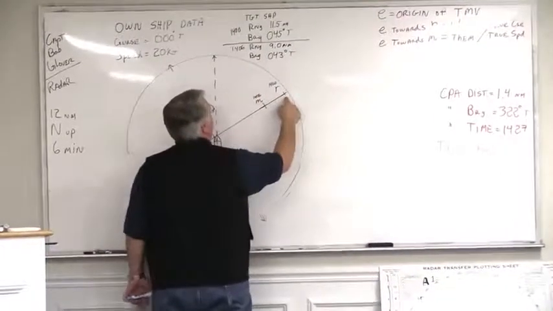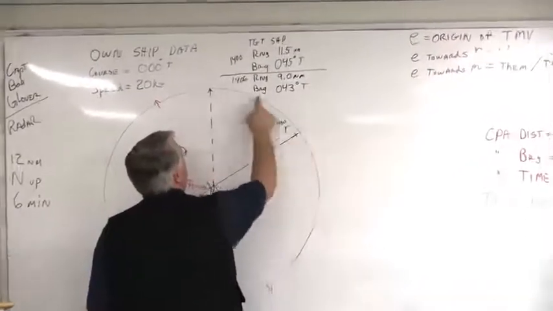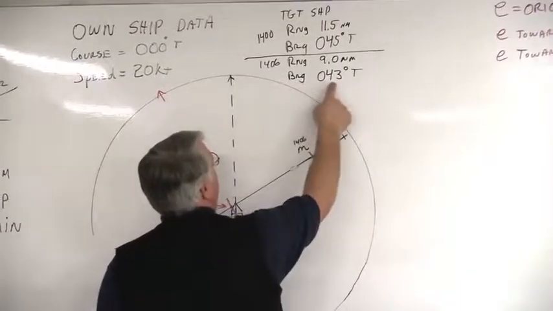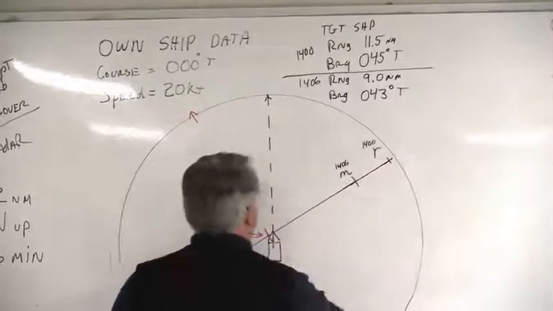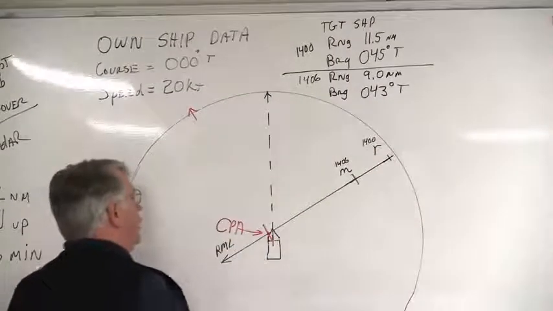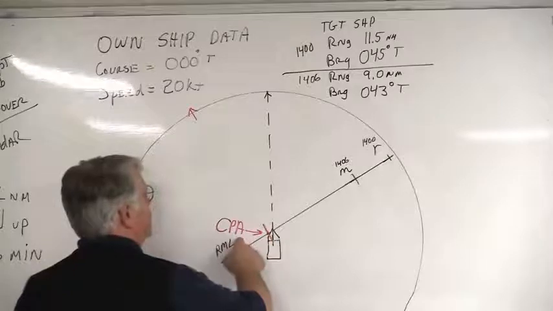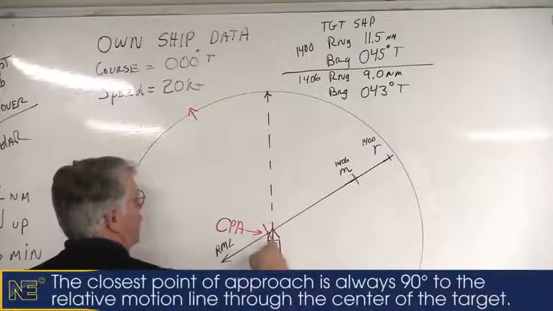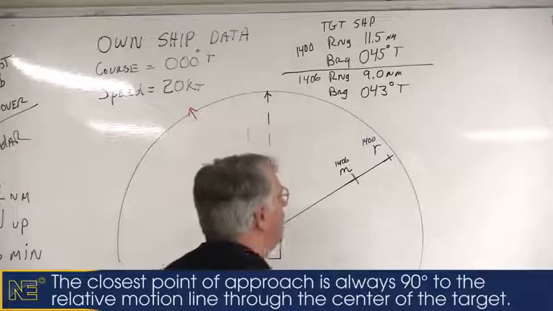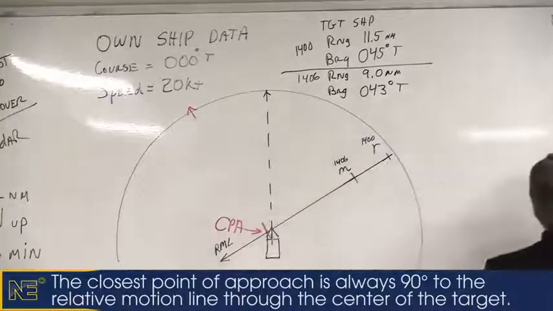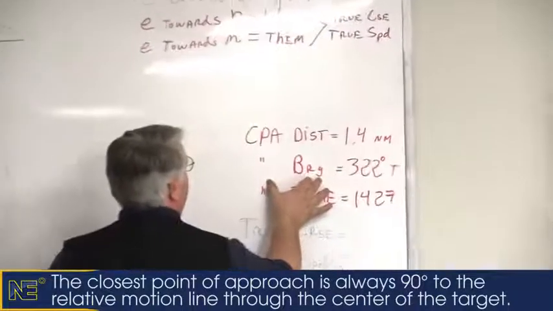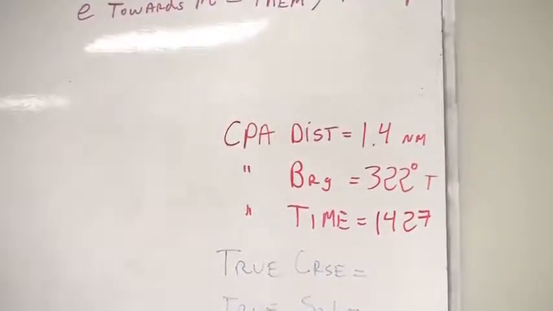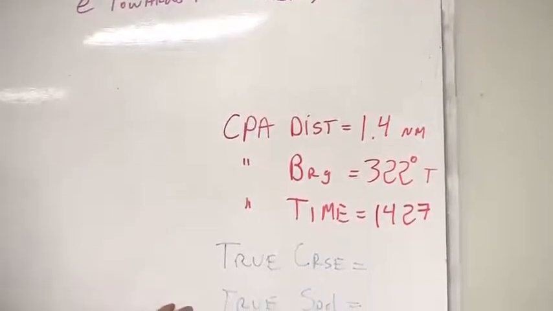And he had a range of 11.5 miles at 045. Then 6 minutes later, his range was 9 miles at 043. So from that, we established the relative motion line. Then we established the point of CPA, which again is always 90 degrees to the relative motion line through the center of our target. From that, we calculated his CPA distance, the CPA bearing, and the CPA time. Now we want to establish what his true course and true speed is.